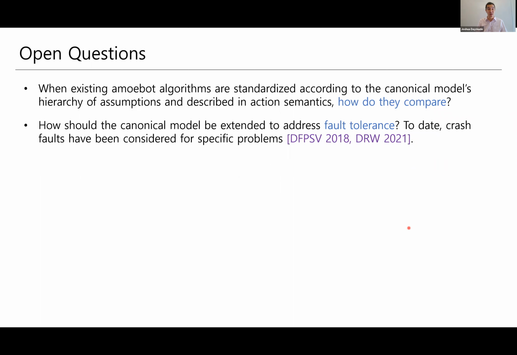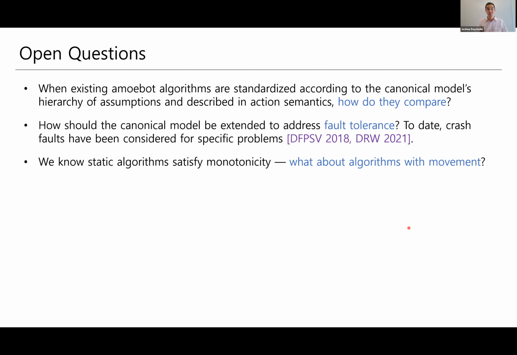Number two, the canonical model should be extended to address fault tolerance, but the question is how. To date, crash faults have only been considered in the Amoebot model for two specific problems, and the canonical model seems to be an ideal structure under which the community should come around and debate a stable family of fault assumptions. Number three, I mentioned that stationary algorithms trivially satisfy monotonicity, but many algorithms for interesting behaviors require movement. So can we show that any of these things satisfy monotonicity and are thus compatible with our framework?